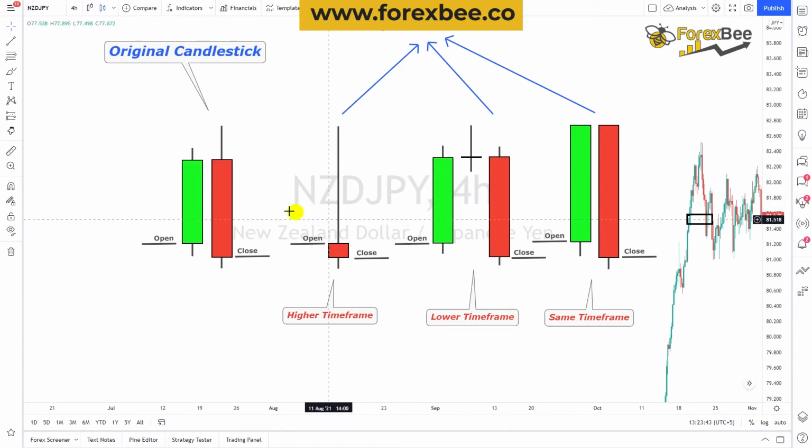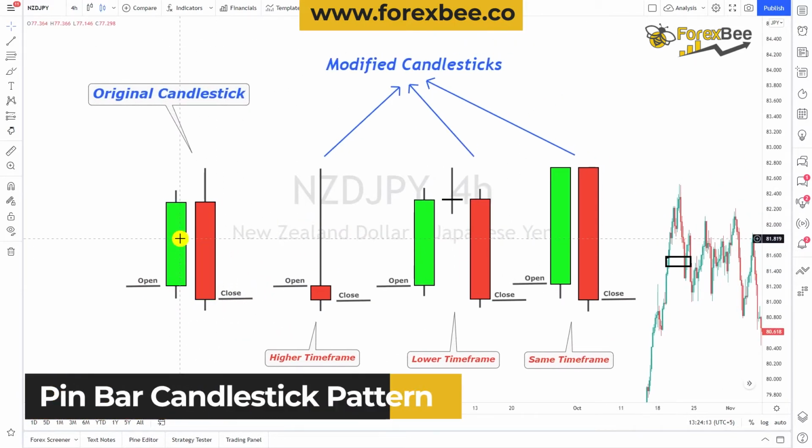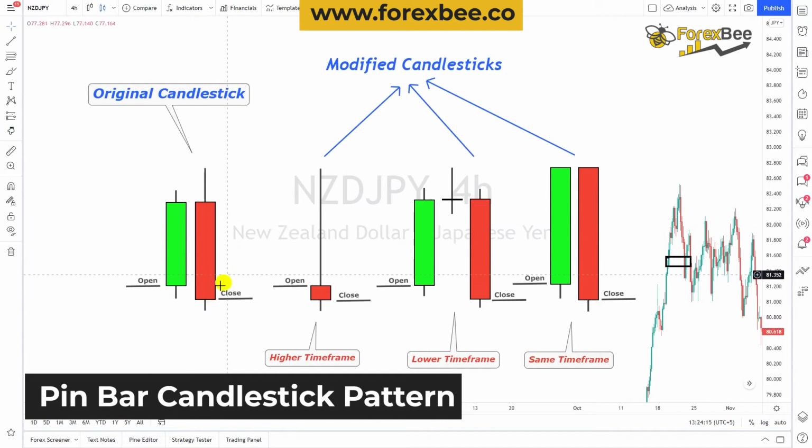All these patterns represent the same thing. In all these patterns we will see that the sellers are in control. The only thing important in any candlestick pattern is the opening and closing price, and in these patterns the opening and closing price represents a similar thing, that sellers are in control. Now let's go towards the first modified form of this bearish engulfing candlestick pattern.